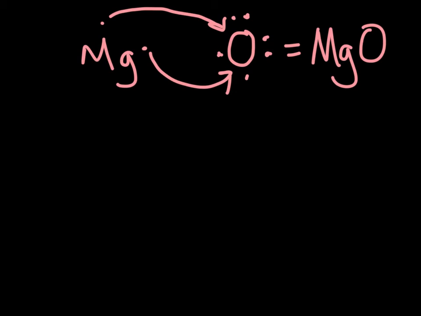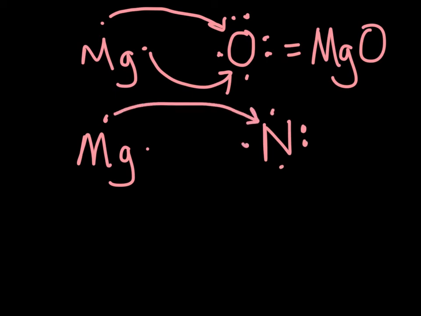The final example I want to go over is as complicated as it gets, and that's when we combine magnesium with nitrogen. Magnesium still has 2 valence electrons. Nitrogen has 5. So these 2 electrons from magnesium are going to move on to nitrogen. What's the problem? That's right, I've got this one lone electron all by itself down here with nitrogen, and it needs to be paired up with another electron.